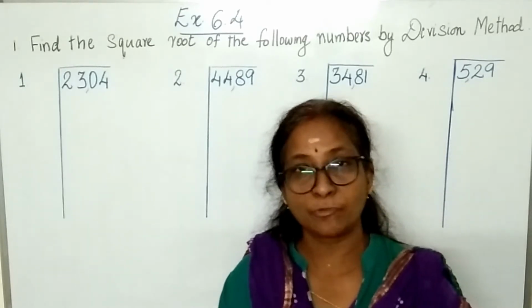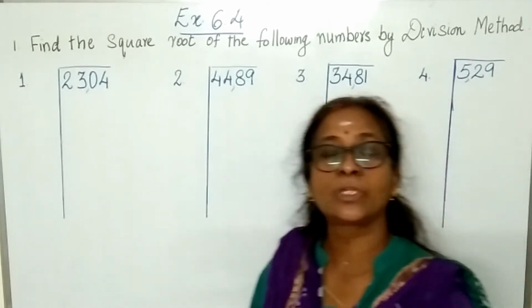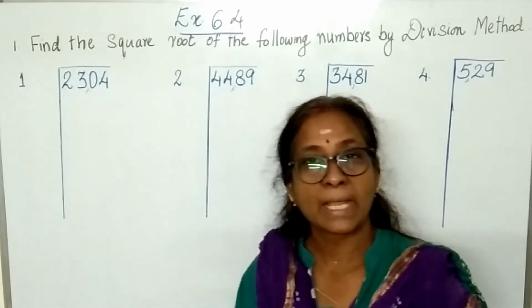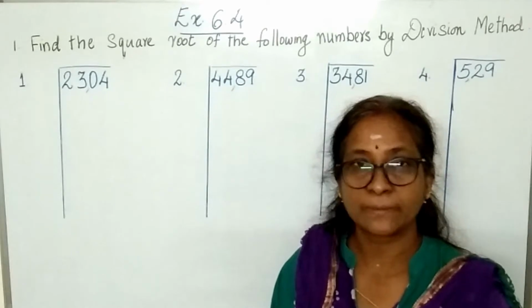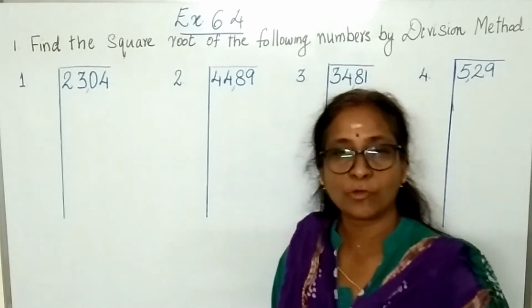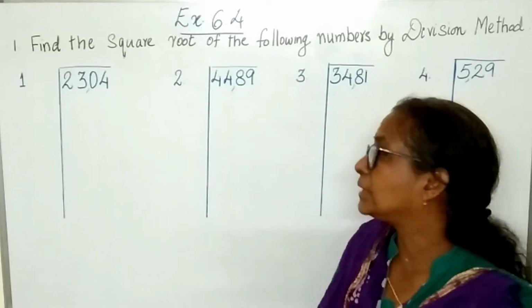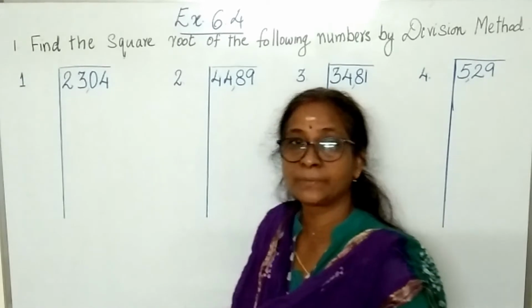Exercise 6.4. The first question is, find out the square root of the following numbers by the long division method. The first number is 2304. You have to find the square root by long division method. What do we have to do first?